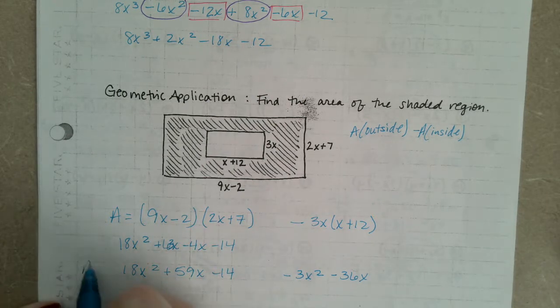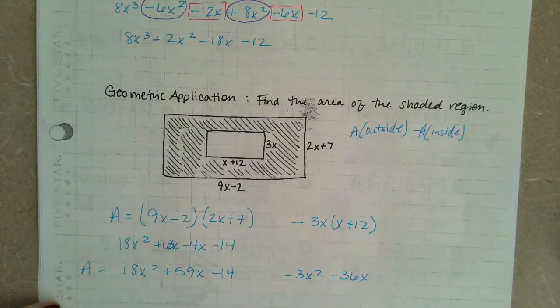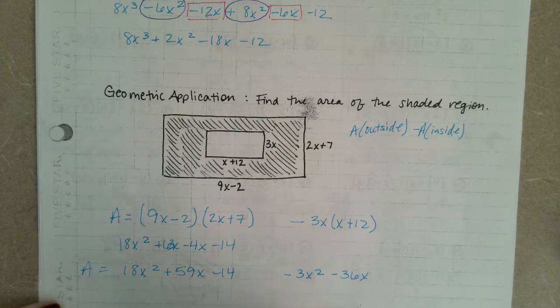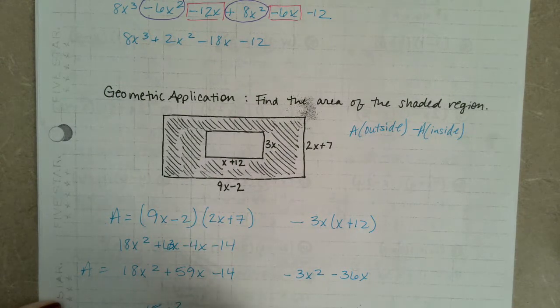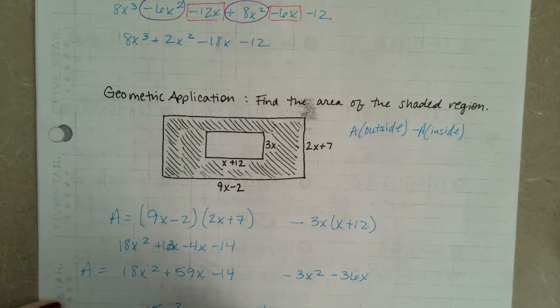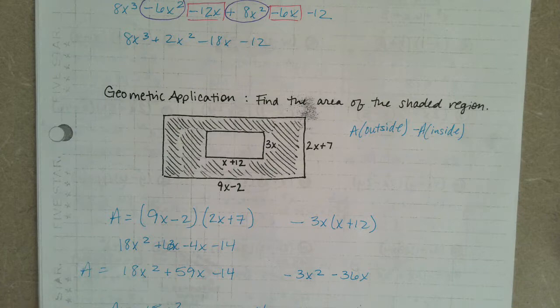So now this is my whole area string now that everything's been simplified out of parentheses. And so now I can combine like terms. So I've got 2 squares, which will give me 15x squared. I've got a total of 23 x's, and then the minus 14 is still my constant. So that is our final piece of area.